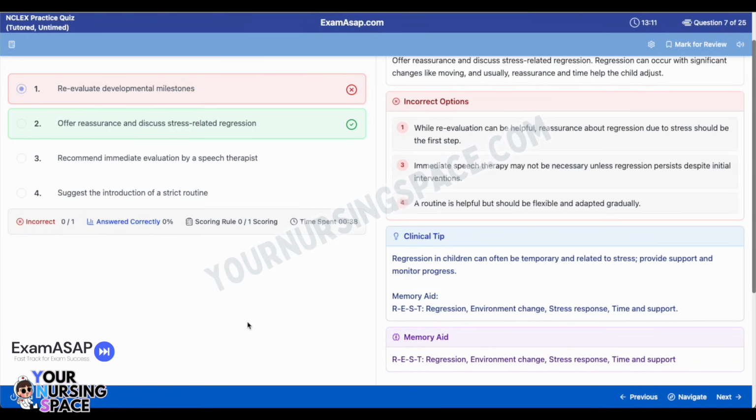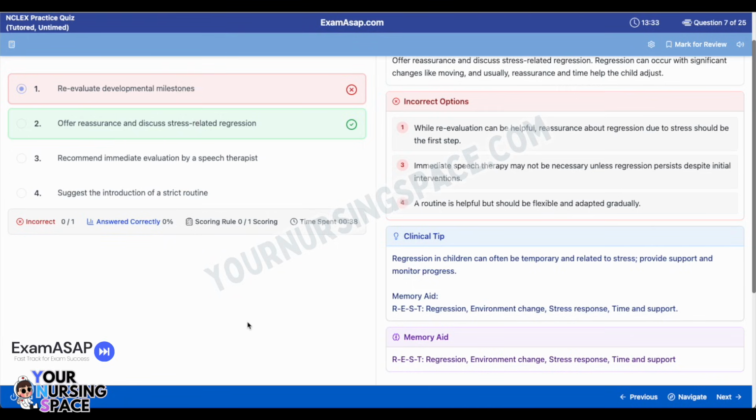Distractor rationales. A. While reevaluation can be helpful, reassurance about regression due to stress should be the first step. C. Immediate speech therapy may not be necessary unless regression persists despite initial interventions. D. A routine is helpful but should be flexible and adapted gradually.